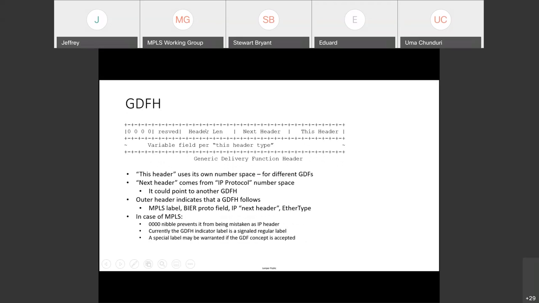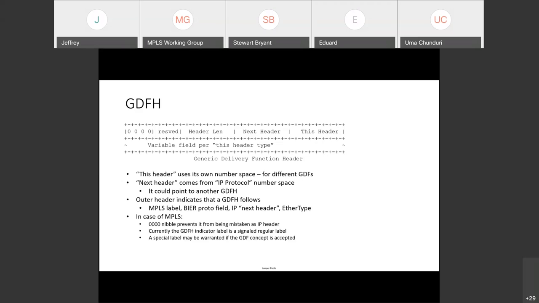So this is the header format. It starts with a 0000 nibble with reserved 4 bits and then header length. Then it has a next header and this header. This header basically tells what this particular header is about. Is it for generic fragmentation? Is it for IOM or for whatever? And the next header will tell us what comes after this header.